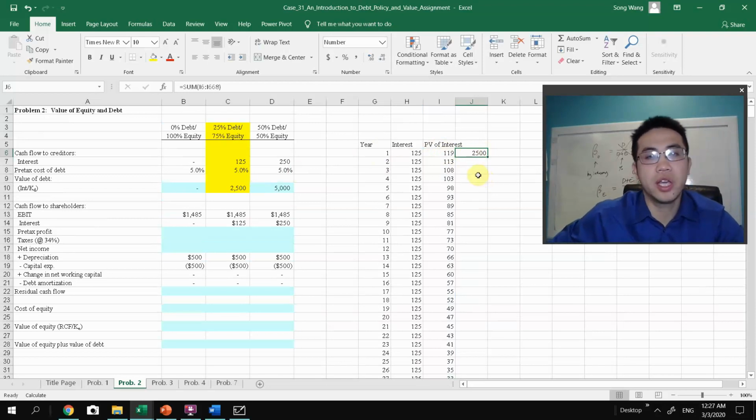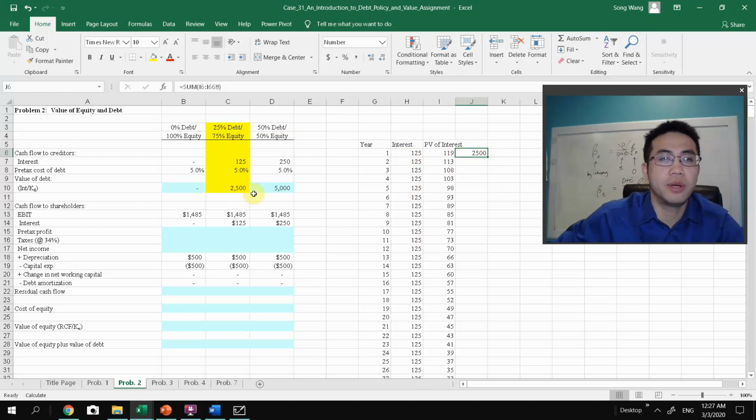Okay, so once again, this is a perpetuity problem. We assume infinite amount of years, and we assume we keep receiving the interest $125 for all these years. Then the present value of all the cash flows would add up to this number.